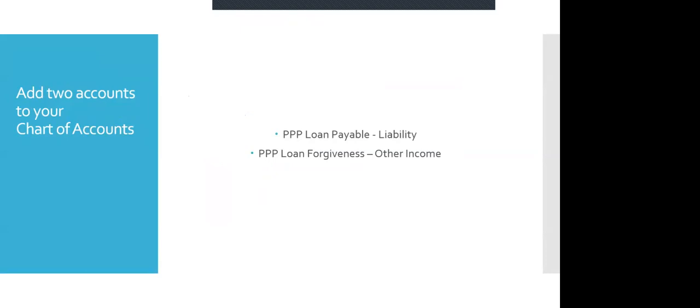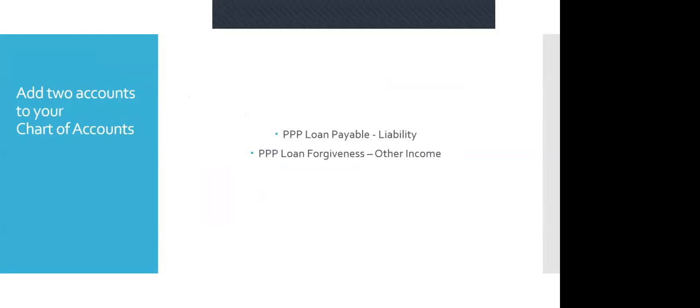The first account is a liability account called PPP loan payable. And the second account is an other income account called PPP loan forgiveness. So let's go back into QuickBooks and add these two accounts.